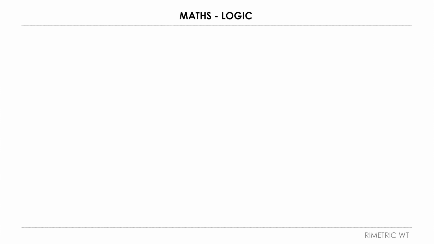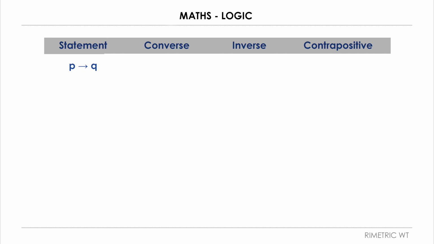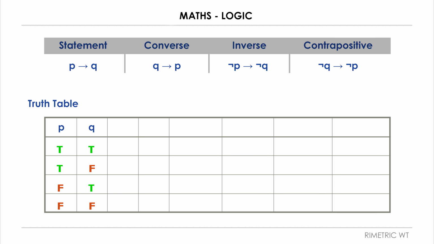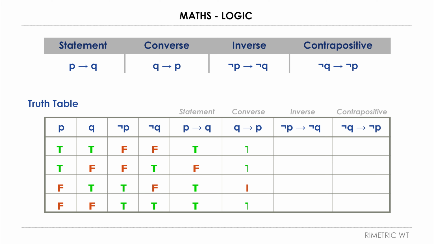Now that we're familiar with the three forms, let's see them in a truth table. Let's say the original statement is P implies Q, so our converse, inverse, and contrapositive are shown here as follows. Since we have two propositions, we'll have four possible truth value combinations. Therefore, we have P, Q, negation of P, negation of Q, P implies Q, then the converse, which is Q implies P, then the inverse, which is negation of P implies negation of Q, then finally the contrapositive, which is negation of Q implies negation of P. Then the truth value will be as shown on the screen.